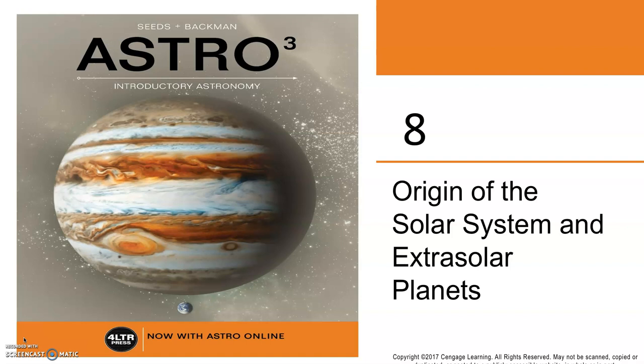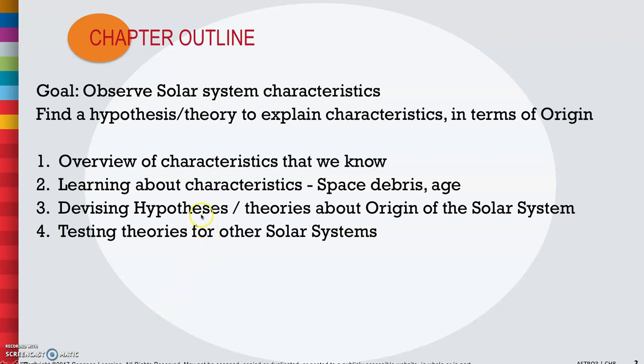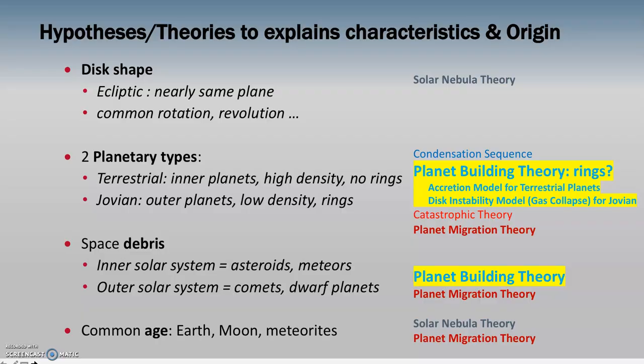We've looked at solar nebula theory. We have looked also at condensation theory. And we're comparing those to characteristics that we have observed, and they're doing pretty well. But we haven't found one theory that addresses everything, and I doubt that we will. But let's go to another theory that might address our characteristics of rings in the outer planets, the Jovian planets.